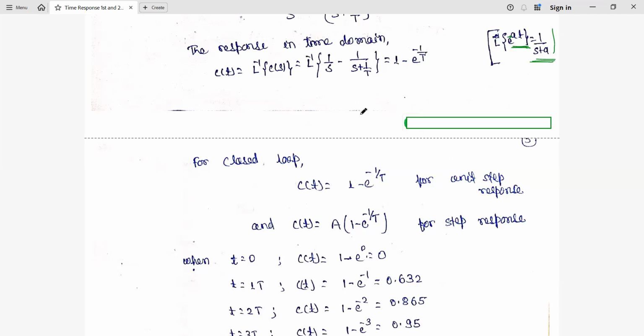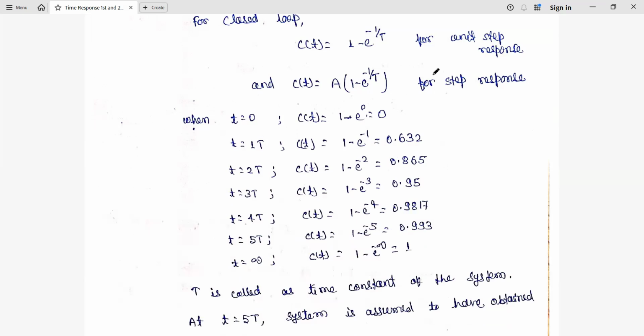So finally, after getting the Laplace inverse of the given function, we have the transfer function in the time domain. C of t equals 1 minus e to the power minus t by T, which is the unit step response. This is the unit step. If simply a step response is there, then it will be multiplied by A, so whatever value is given will be multiplied here.